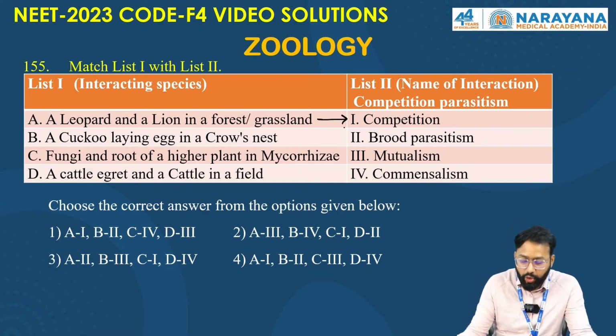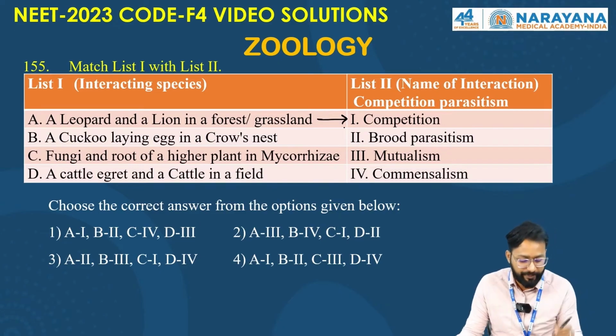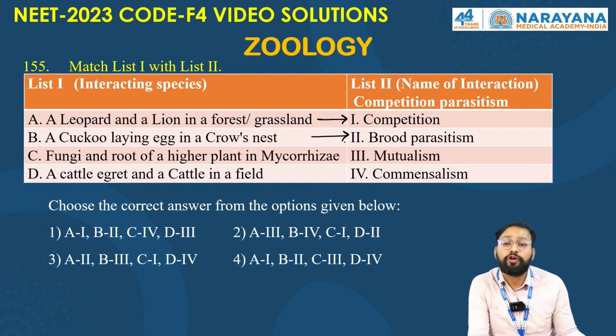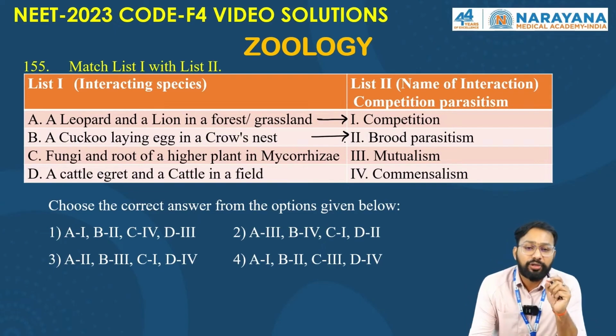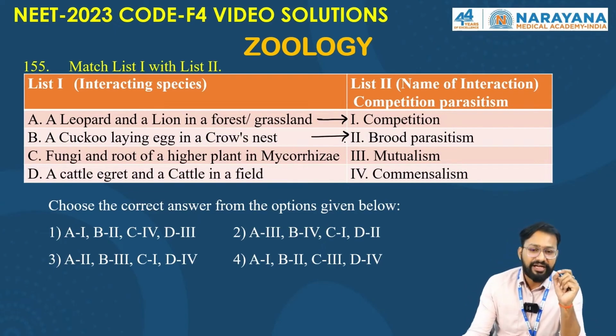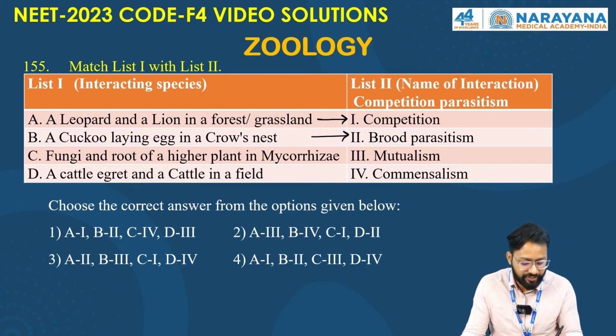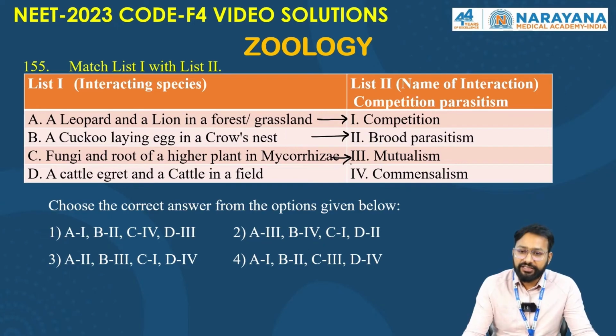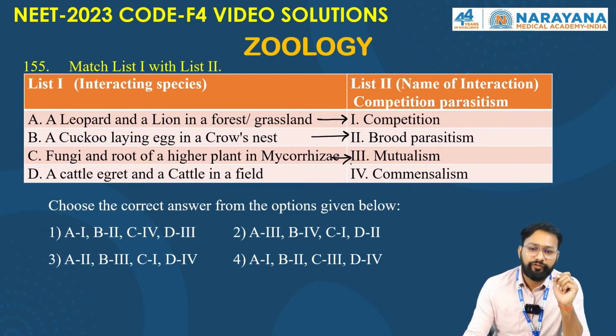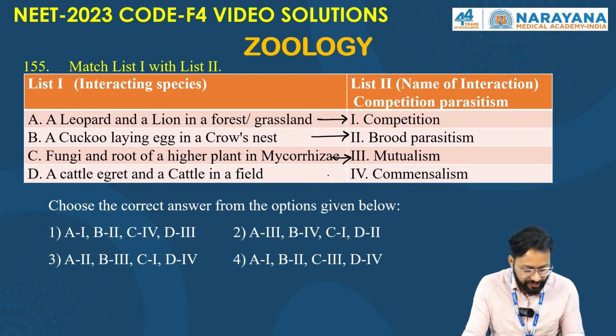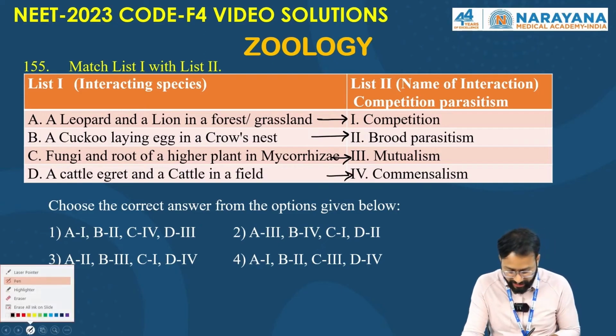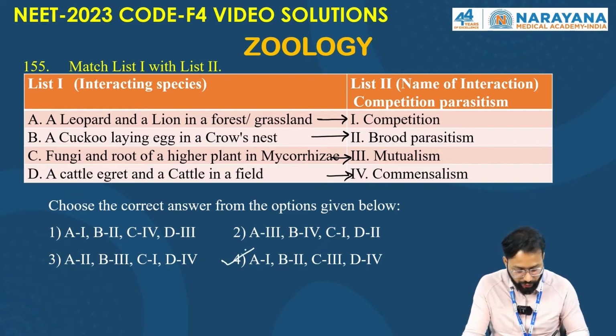And a cuckoo laying eggs in the crow's nest is an example of brood parasitism. So for B, it should be 2. And fungi and the root of a higher plant in mycorrhizae: mycorrhizae is a type of symbiosis, or mutualism. So for C, it should be 3. Cattle egret on a cattle in a field shows commensalism. So for that, it should be 4. So here the correct option would be the fourth option.